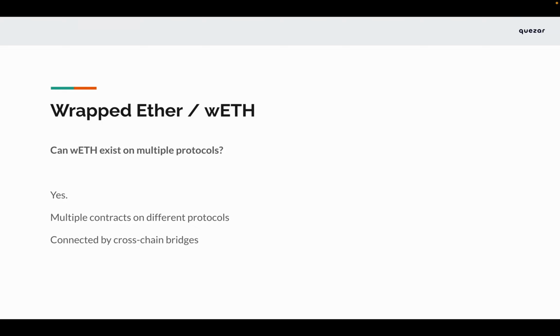So it can and it will exist on multiple protocols, and all of these protocols would be connected by cross-chain bridges that would allow you to transfer your wrapped Ether from one protocol to another.